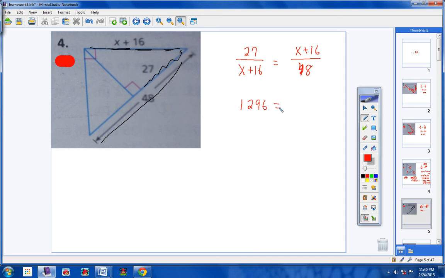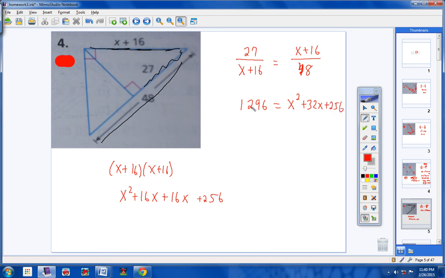X plus 16 times x plus 16. Now, take the x and multiply it by both terms. X times x, x times 16. Now take your 16, multiply it by both terms. 16x, and then 16 times 16 would be 256. Now, when you combine your like terms, you end up with x squared plus 32x plus 256, okay?